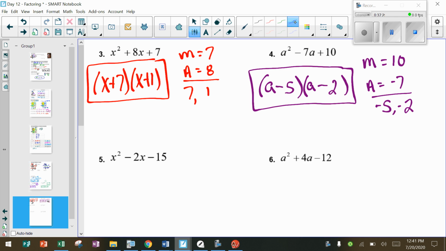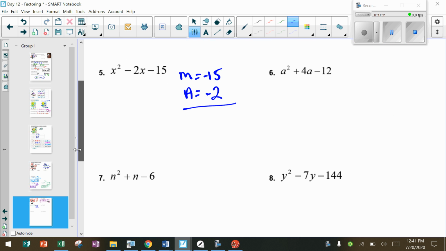Next one, as we're moving along, what multiplies to be negative 15 and adds up to be negative 2? So if you think about the factors of 15, what numbers multiply together to get 15? It's a small list. 1 times 15, 5 times 3. So how does the 5 and 3 combine? How could they combine to make a negative 2? It would have to be negative 5 plus 3.